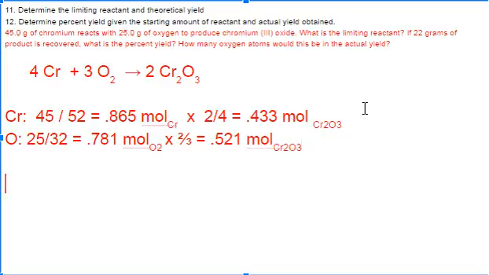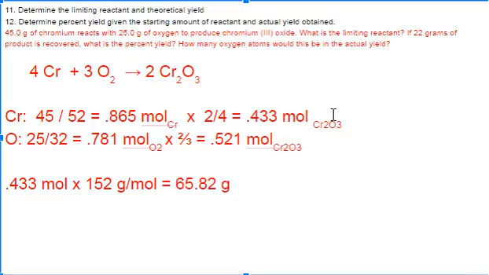So my limiting reactant, to answer the first question, is chromium. The second question then wants to know, if 22 grams of product is recovered, what's the percent yield? Well, I've determined I can only make 0.433 moles of my product. And my molar mass for that, 2 chromium times 52 plus the oxygen at 16 each, is going to be 152 grams per mole. So 0.433 moles is going to be a little less than half of that, at 65.82 grams.